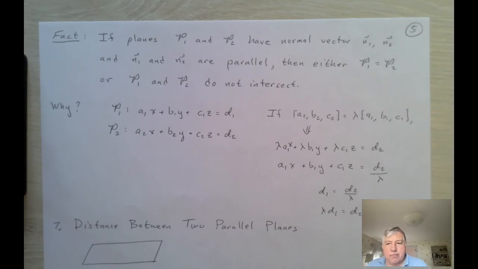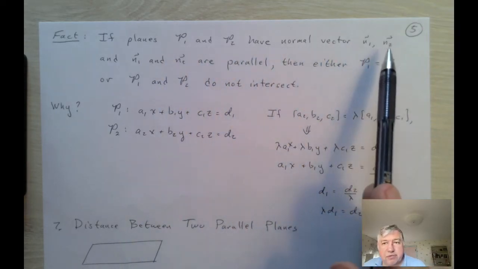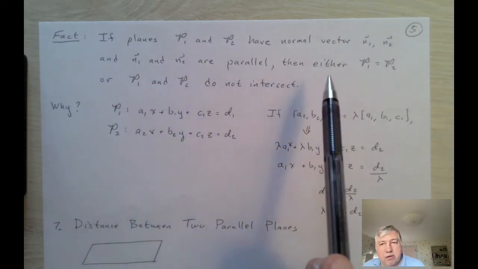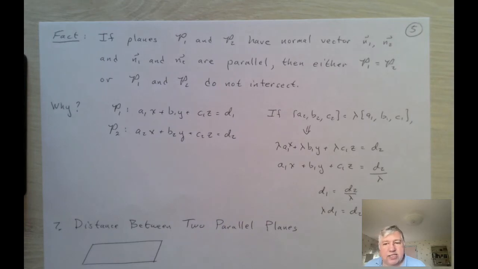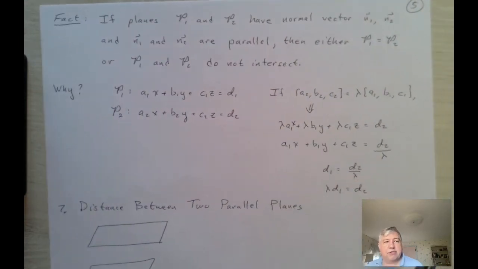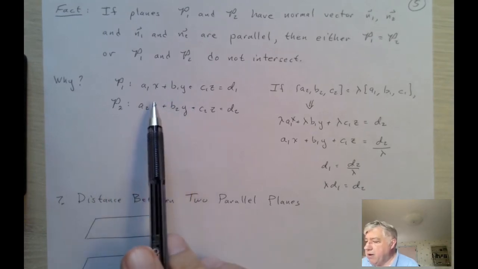Another fact that you should keep in mind about two planes. The most obvious thing is that if two planes have parallel normal vectors, then they're parallel. So if planes P1 and P2 have normal vectors N1 and N2, and the normal vectors are parallel, and again that means that one is a scalar multiple of the other, then either the planes are equal or the two planes do not intersect. And the reason is given here.